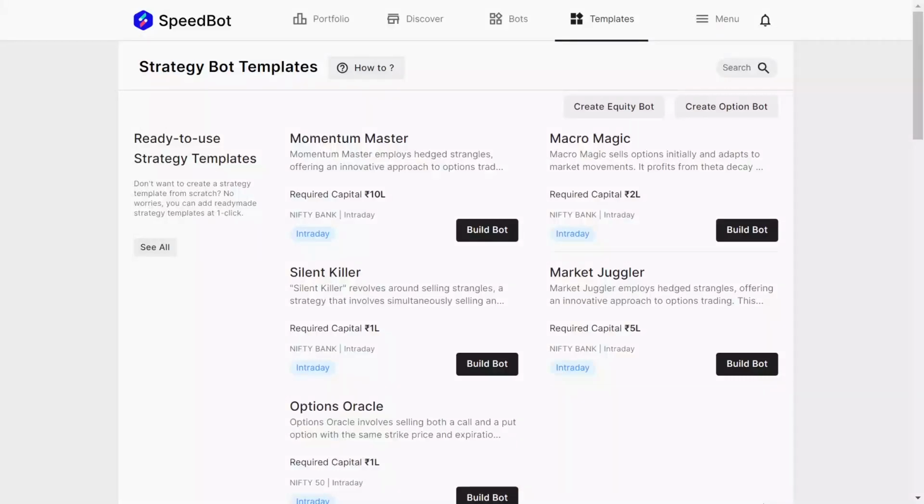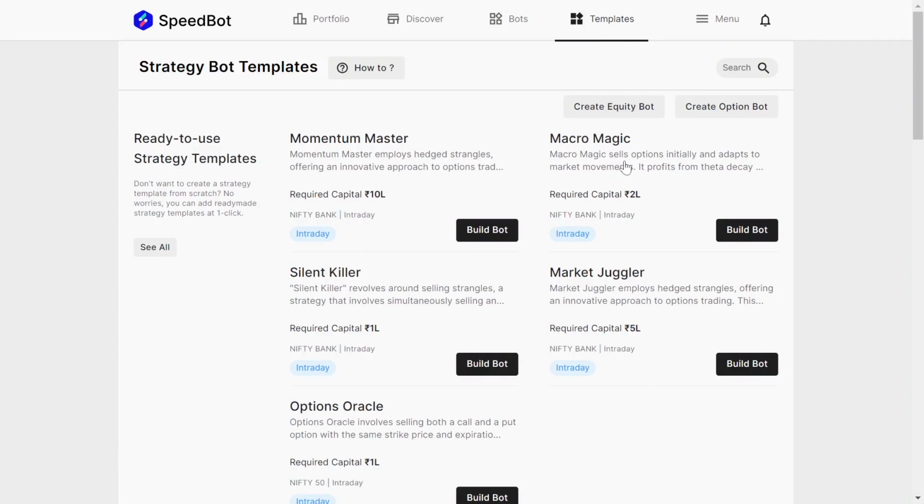Hello friends. In this video, we'll be talking about the explanation of the strategy template named Macro Magic. As you can see, I've logged into my SpeedBot account and navigated to the template section. Over here, I can see the strategy template named Macro Magic.